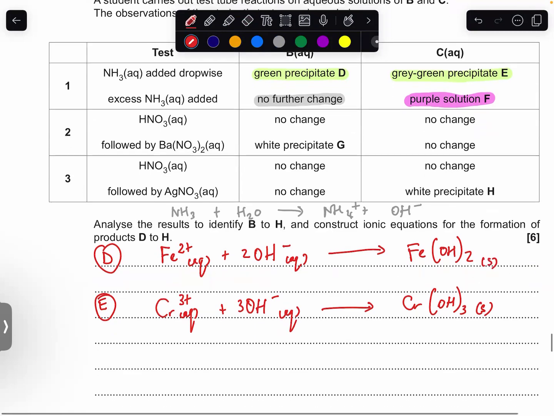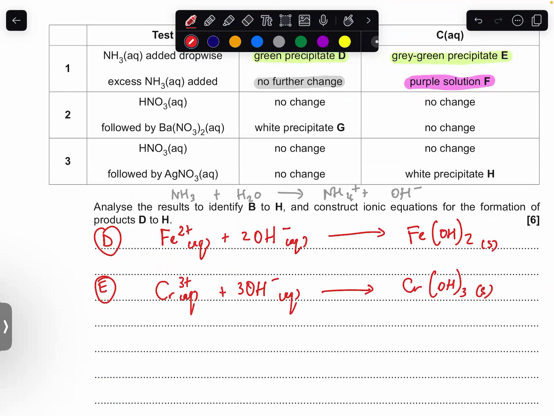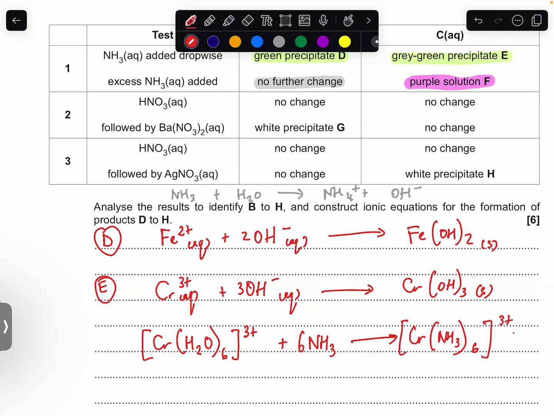And solution F, what is solution F? For solution F, what's actually happening is adding excess ammonia. You've got your ligand substitution taking place. So originally, you had 6 water molecules surrounding the chromium ion, but we're now adding ammonia, 6 of them. Ligand substitution takes place. The charge stays the same, and the 6 waters are given off. This is your compound F.